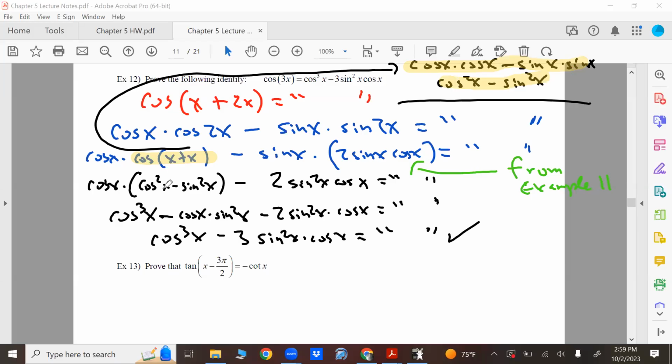Oh, wait. No. Stop laughing. You're making the sign over cosine? You're making the sign over.